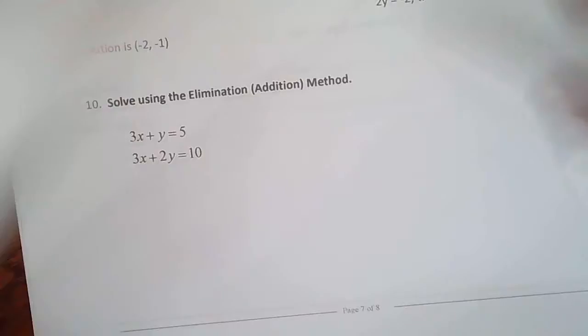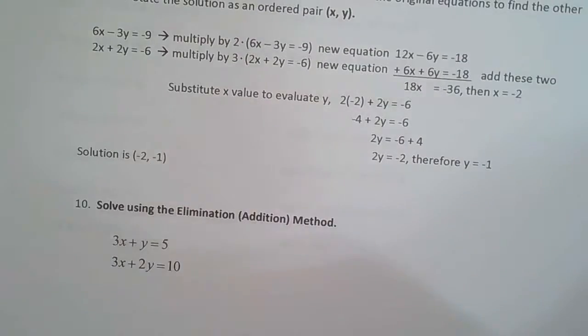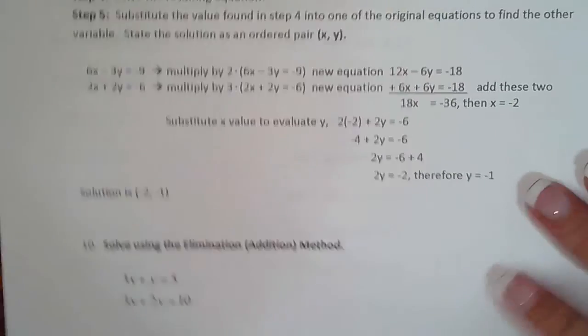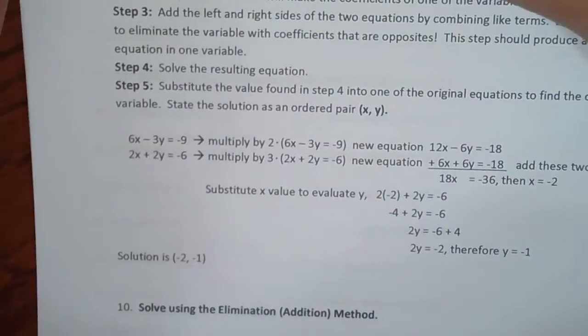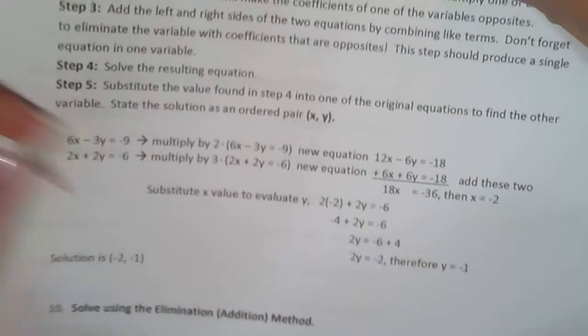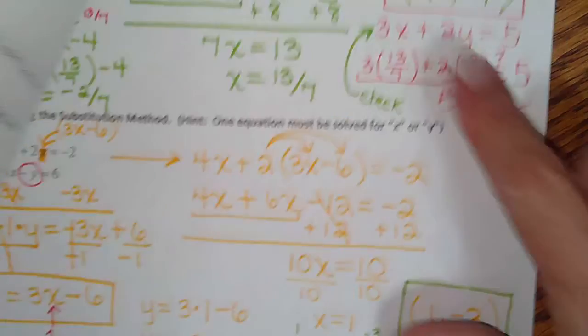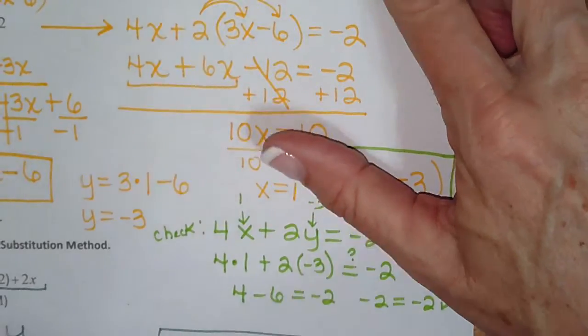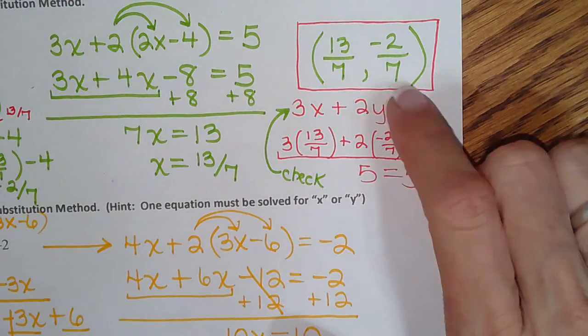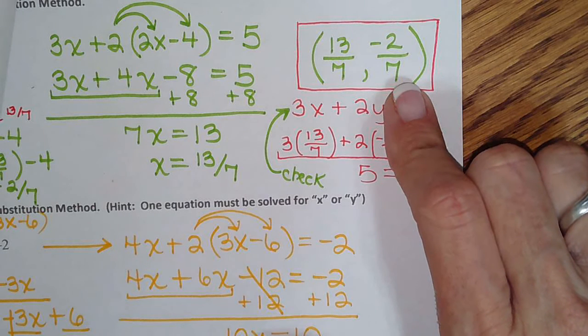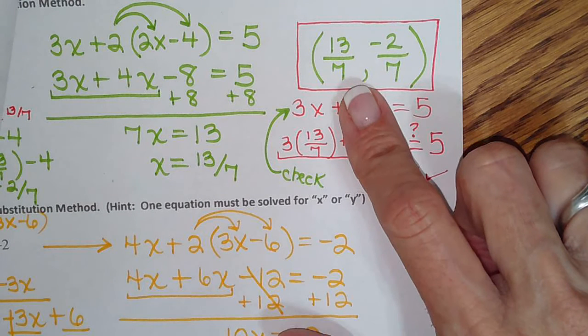Okay, next page, we're going to learn our last method. So think about the methods we've learned so far. The first method we learned was graphing, which was great, but it's not very good if your answers are fractions. Remember these ugly fractions over here? Do you think we would have been able to find that point on the graph? No way, not with that precision.